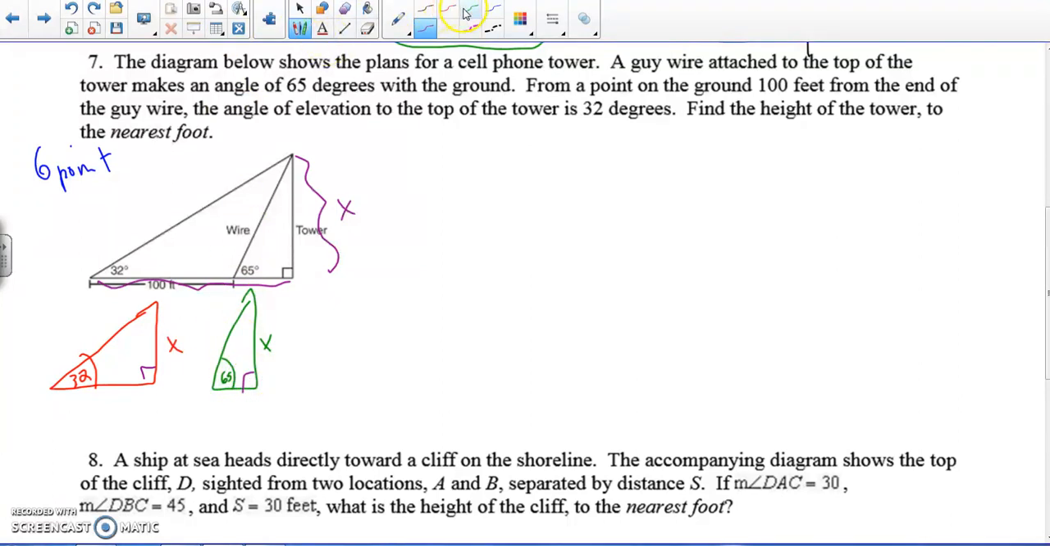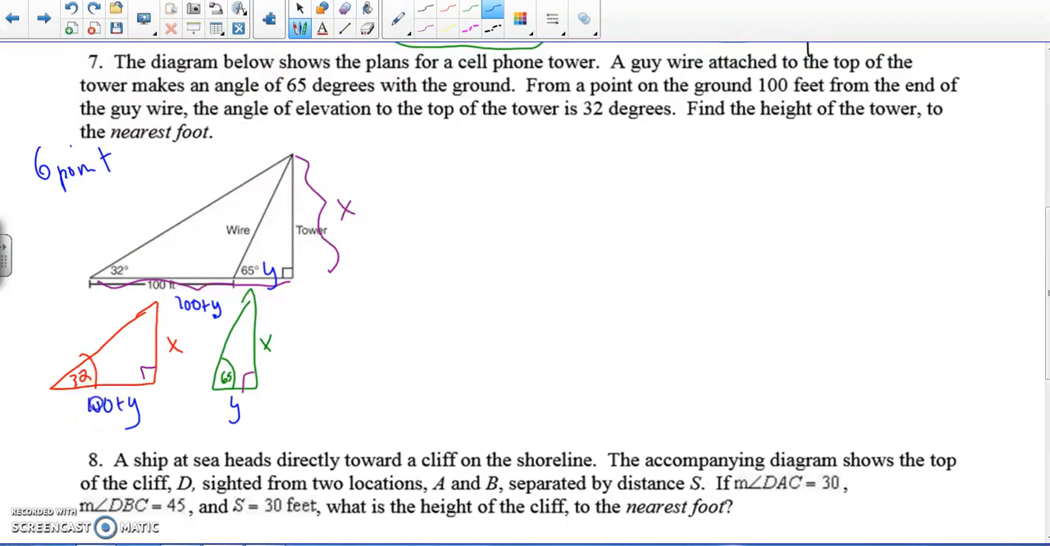So what we can do to get around this problem is we're going to introduce another variable. I'm going to call that side y. Now we have some things we can set up. So I have the x's on this side of the triangle. Now if you look carefully, the 65-degree triangle, that's just a y. And this entire side we can call 100 plus y. All right? And that's how we'll label this side. We can't just call it 100, but we can call it 100 plus y.